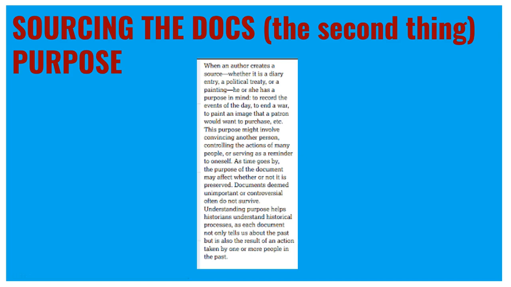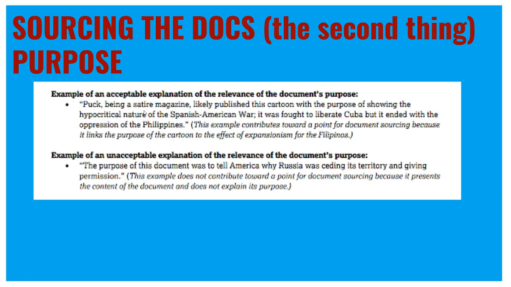Here's purpose. I like how the College Board kicks this off. When an author creates a source, they're doing it for a reason. They might want to try to end a war. They might be trying to paint an image that somebody else might want to buy. That's probably more for European history. But the purpose of why they're doing it might shed light on the document itself. So that's what that's about. And here's an example of one that works and one that doesn't work.